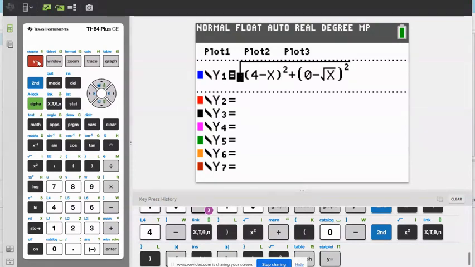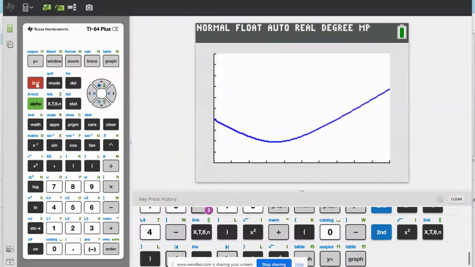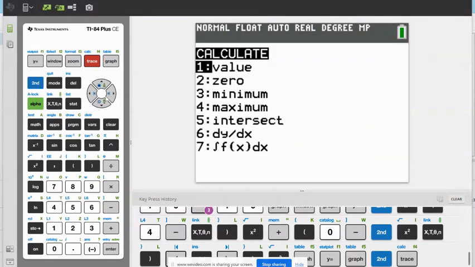Oh yeah. All right, guys, let's keep going. The 83s and the 84 pluses are very complicated with their parentheses. It doesn't look like this, but if you're in the CE, it should look like this, right? So now you're at the second trace. We're going to a minimum.